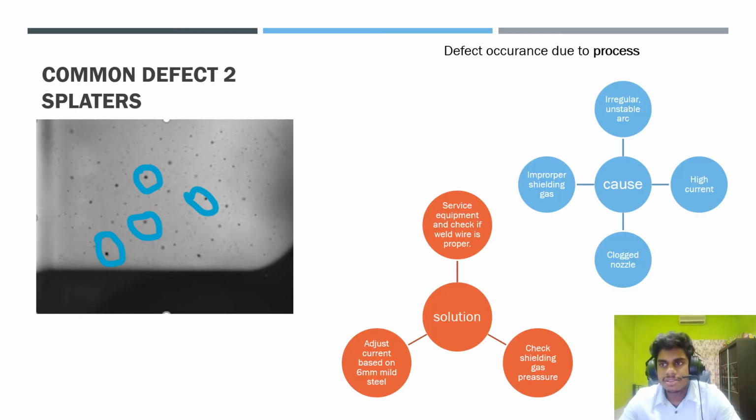And the defect is caused by the process, specifically because of the irregular, unstable arc, improper shielding gas, very high current, and a clogged nozzle. So to solve this, you have to clean the equipment such as the nozzle and check the welding wire to make sure it is the proper length. Also, you must check the shielding gas pressure and regulate it properly based on the scenario, or in this case, which is 6 millimeter mild steel. And also adjust the current based on the 6 millimeter mild steel as well.